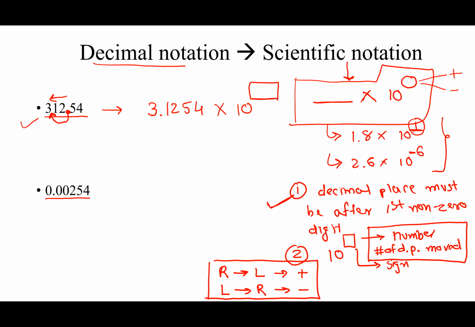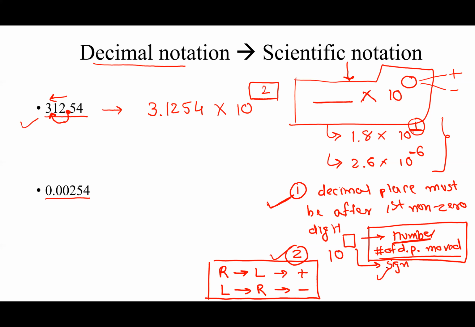What should that be? So let's talk about the second step or the second rule. For the number, what number should that be? It is equal to the number of decimal places we moved. How many places did we move our decimal place? 2, right? So we're going to write 2 here. Now, once we have the number, we're going to think about the sign, right?